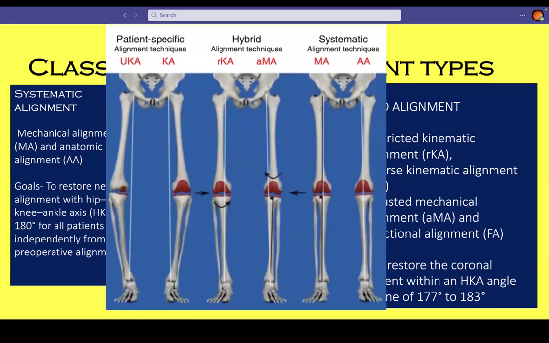Again, what you see on the right side is a mechanical alignment. In mechanical alignment, we are taking cuts perpendicular to the mechanical axis and we are putting in the components.